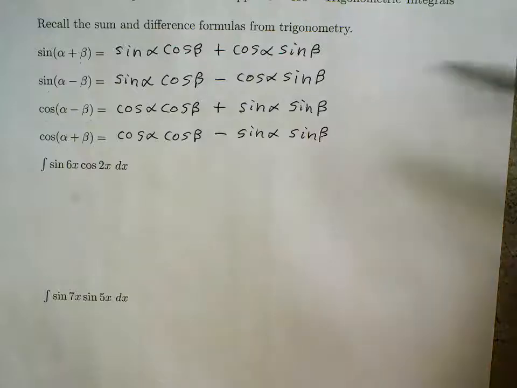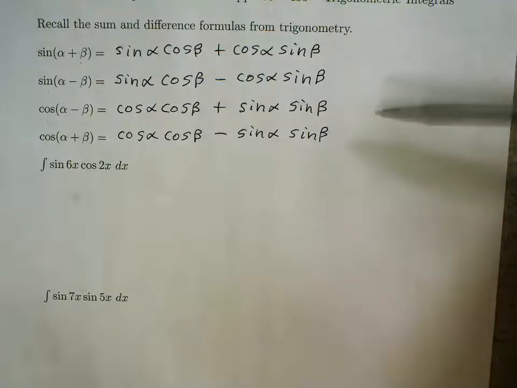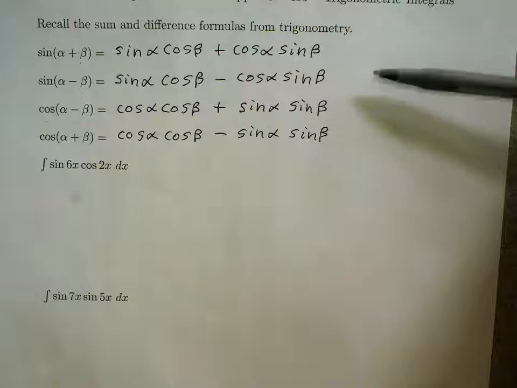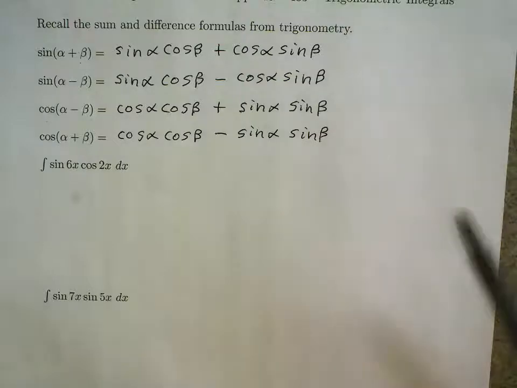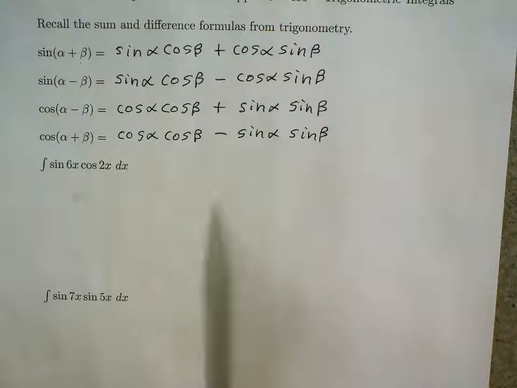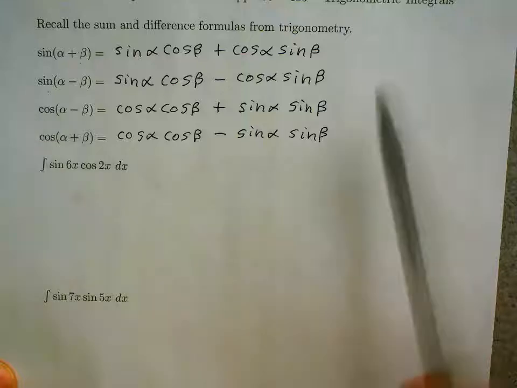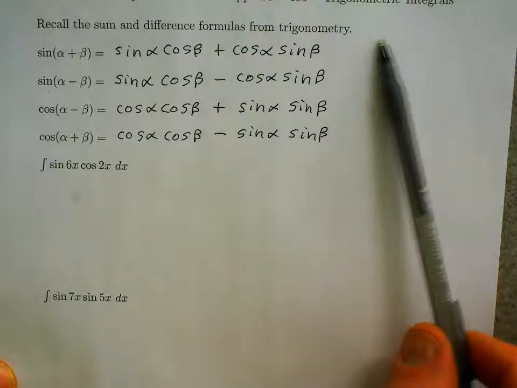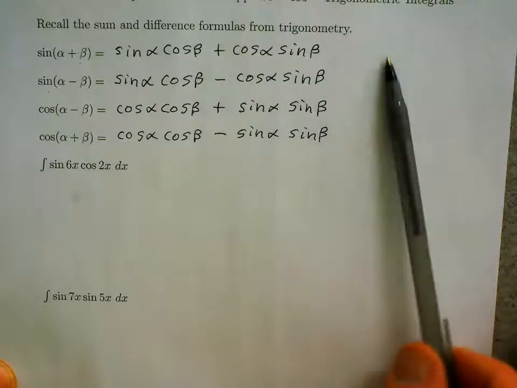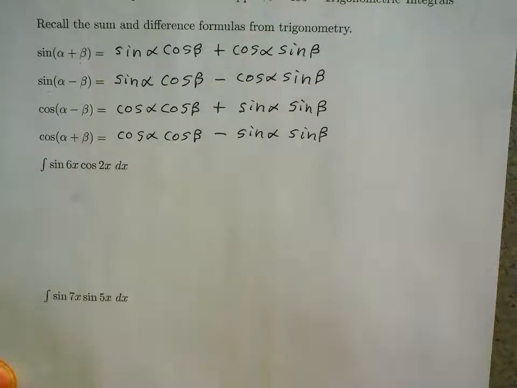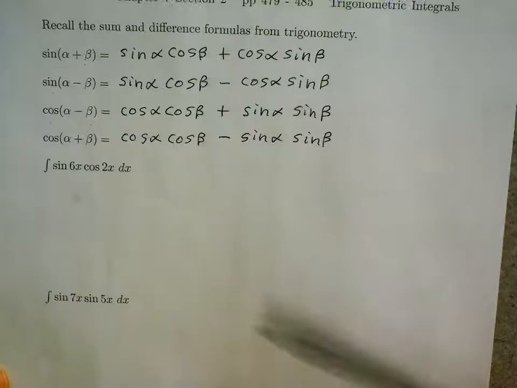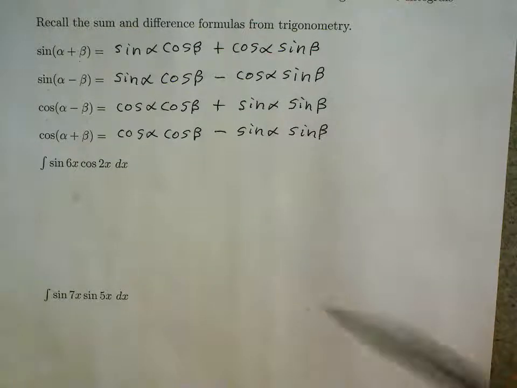Okay, so combinations of these identities can help us derive other identities. So in some way or another, we want to use a couple of the identities above to evaluate these indefinite integrals. So this first one, evaluate the indefinite integral of sine of 6x times cosine of 2x.